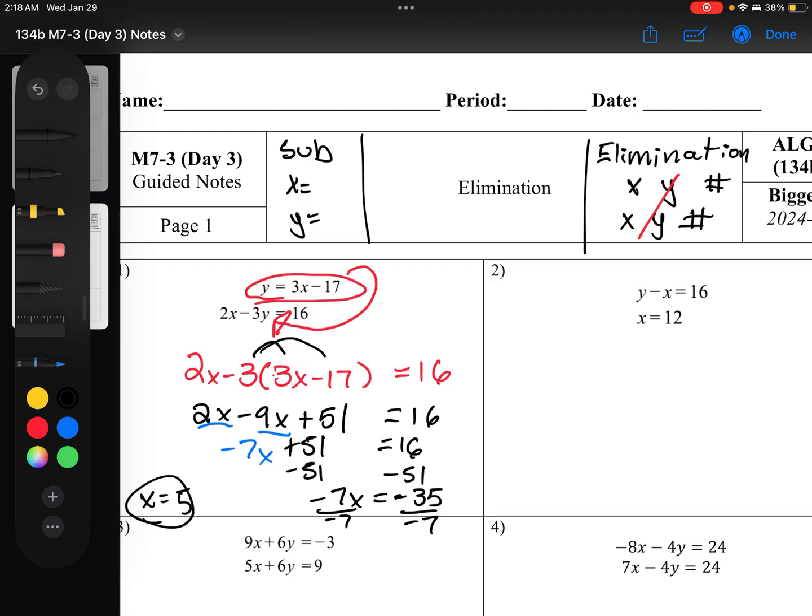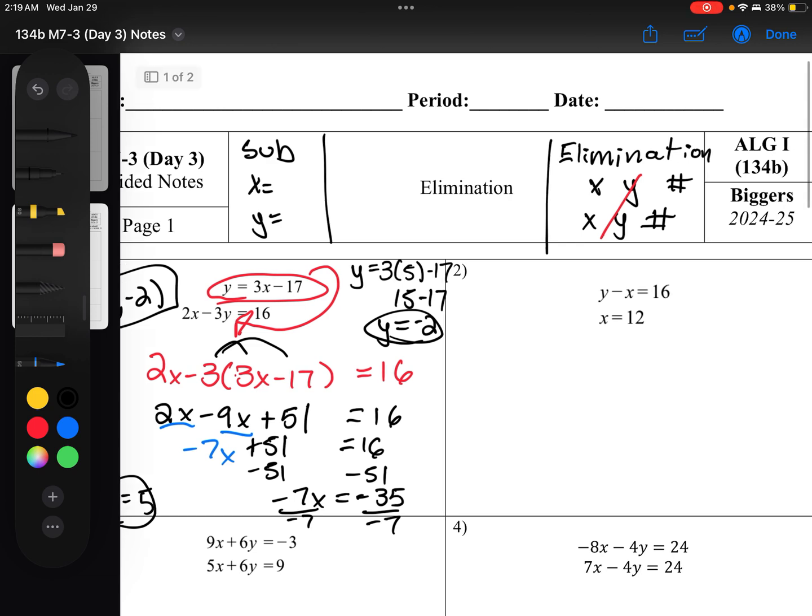Once you have x solved, you just plug it into the original equation that you circled. So it's y equals 3 times 5 minus 17. We know 3 times 5 is 15, and 15 minus 17 is negative 2. So the x and y coordinate are 5, comma, negative 2. Feel free to pause the video at any point if you need to hear the explanation again.